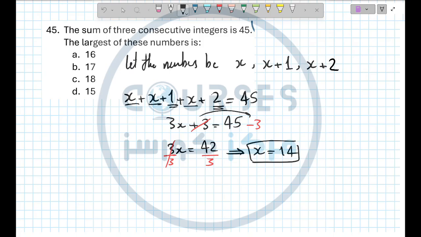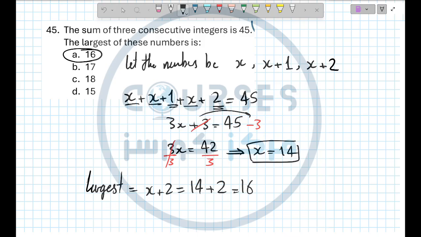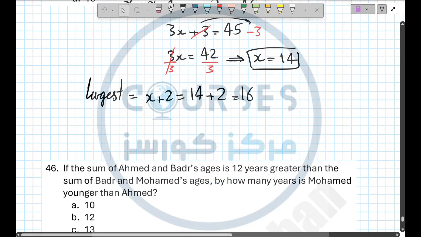Did I do something wrong? 3x plus 3. Oh, yeah, x is 14, but he's not looking for x. He wants the largest of the numbers. The largest is x plus 2. So the largest number is x plus 2, which is 14 plus 2, which is 16. See, I'm a teacher and they almost got me.